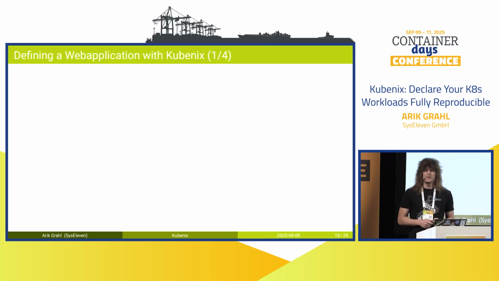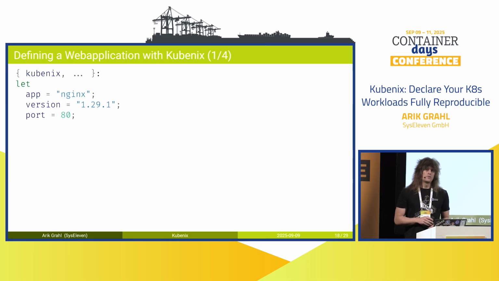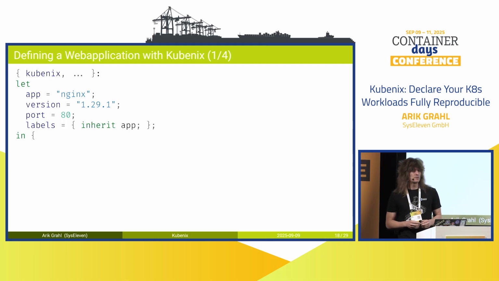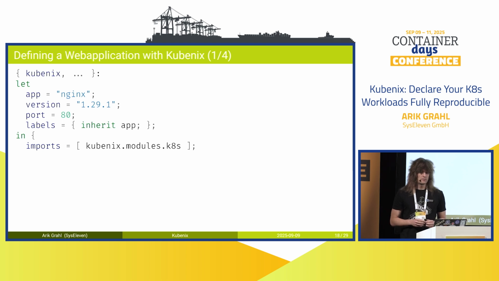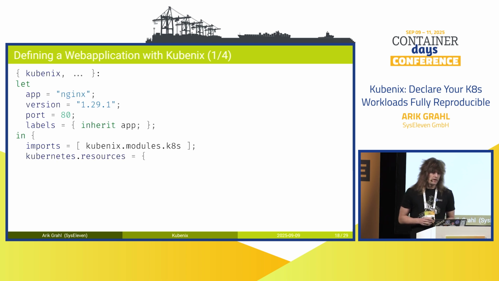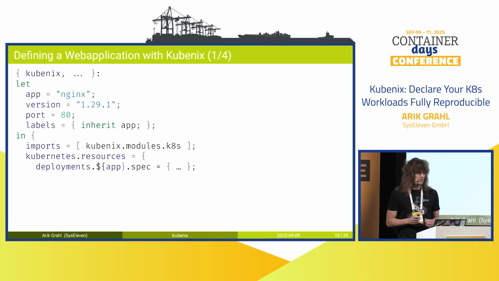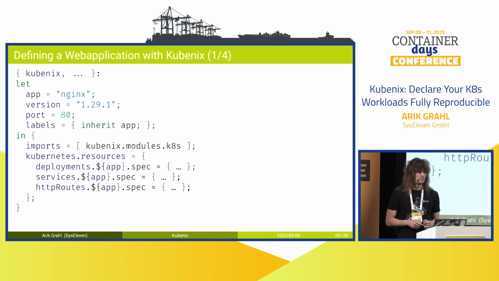But what about real applications? Let's see how Kubenix scales up to a full web application stack. Suppose we want to deploy Nginx. We set up our parameters like app, version, and port. We can now construct our labels based on these variables, similar to the first pure Nix example before. Again, we are importing the Kubenix Kubernetes module, and now can define our resources. These consist of a deployment, a service, and an HTTP route. As you can see, everything is cleanly parameterized by our variables. There's no repetition. It's easy to extend later or override.